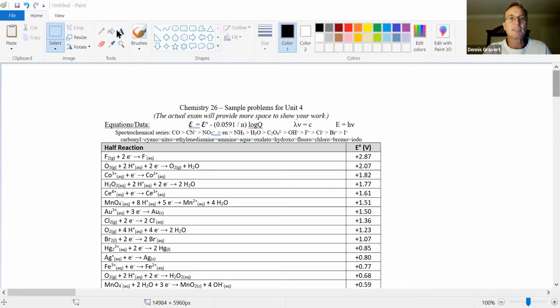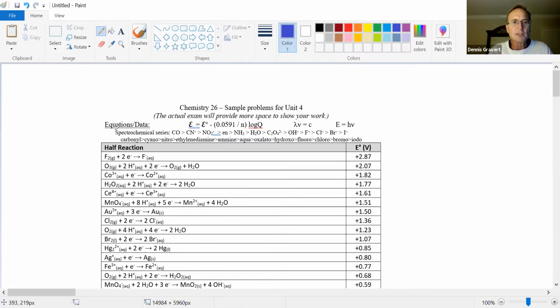Oh, but first, let's take a quick overview of the sample test, which will look very similar to the actual exam. So here we got, sorry, setting up the pen. There we go. At the top here, we got some equations and data. So these are the equations that you will get. You don't have to memorize them.